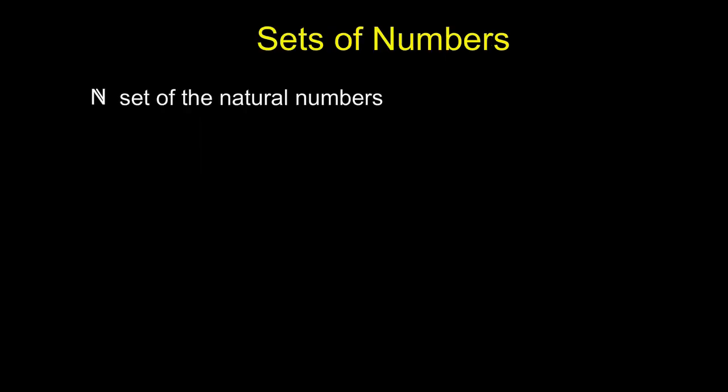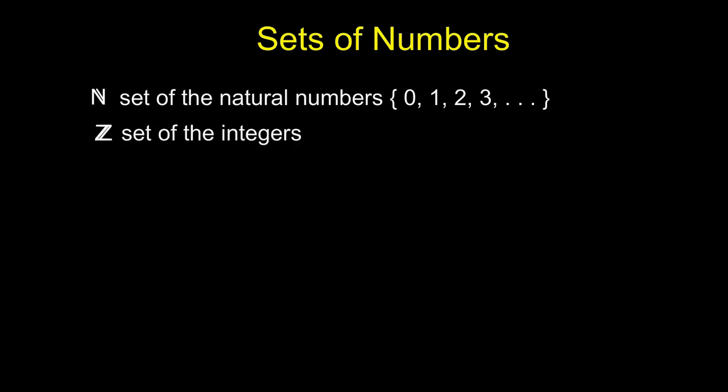The sets of well-known numbers are denoted as follows. N is for the natural numbers 0, 1, 2, 3, and so on. Now notice that some people prefer to define natural numbers starting from 1. Z for the set of integers 0, minus 1, minus 2, minus 3, and so on to negative infinity, 1, 2, 3, 4, and so on to positive infinity.